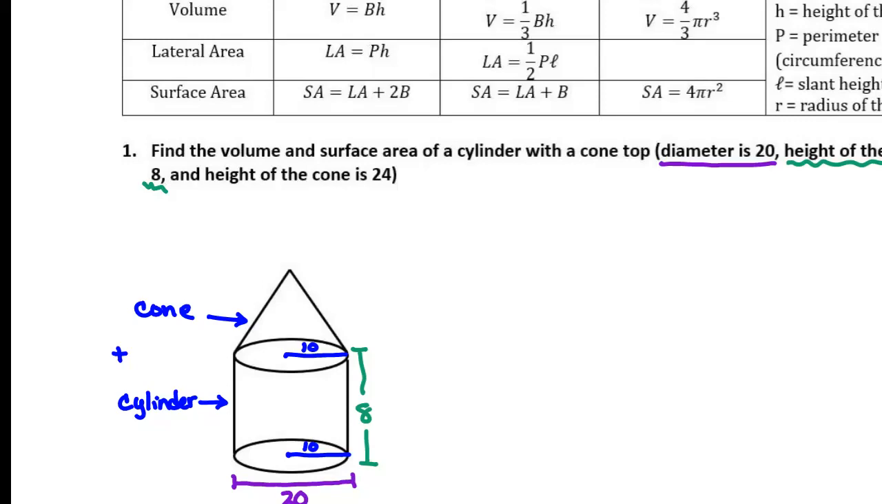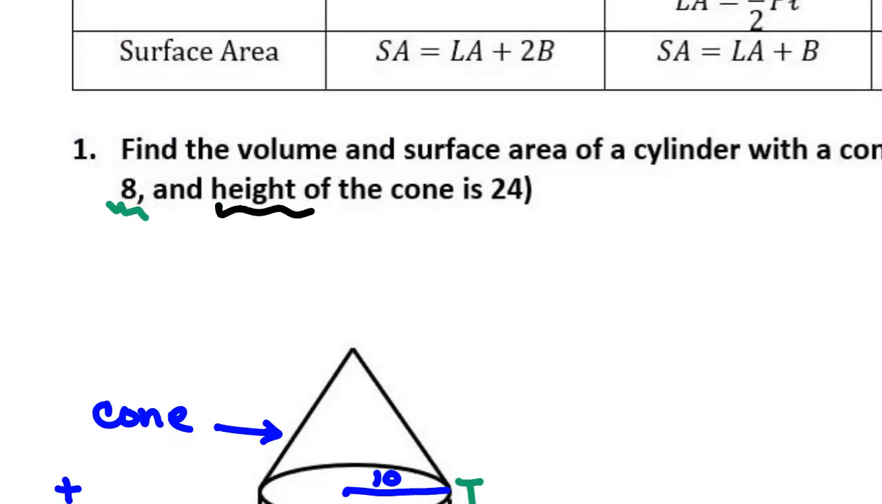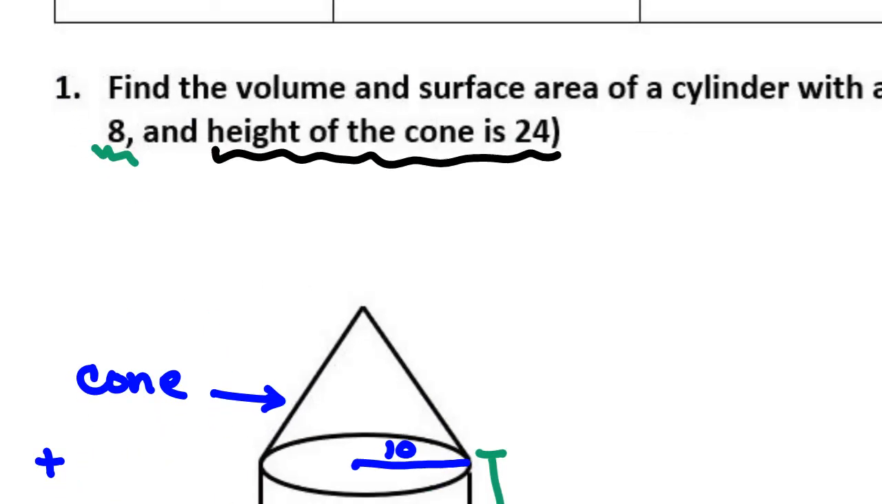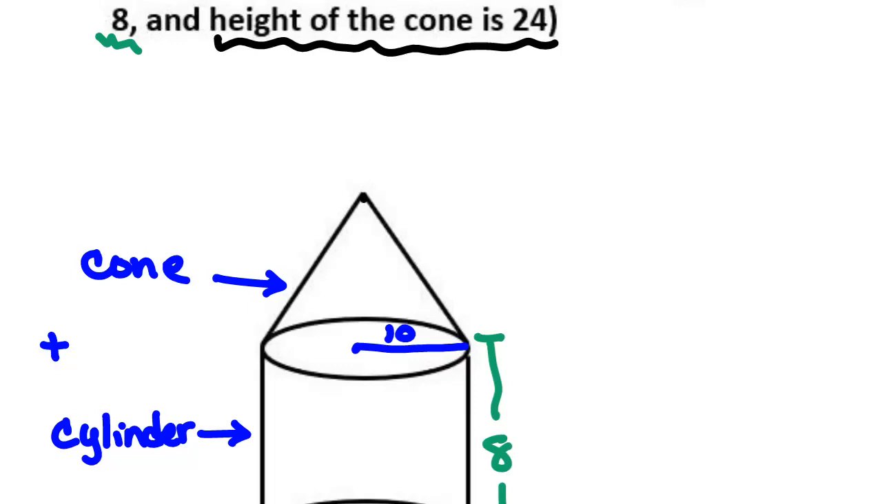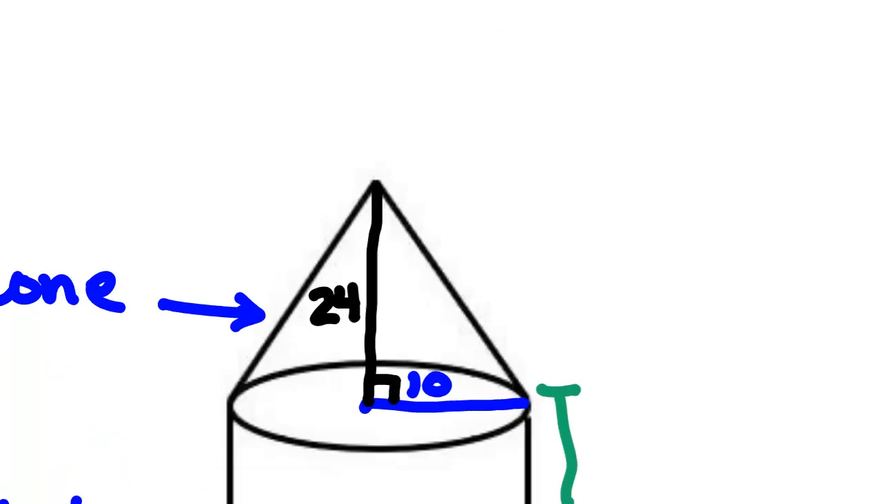Let's do this one. Height of the cone is 24. So from the vertex of the cone straight down to that radius, making a right angle with the radius, I have a height of 24. So far, so good? Awesome. What do we need to find about this solid? What did they ask us to find here?